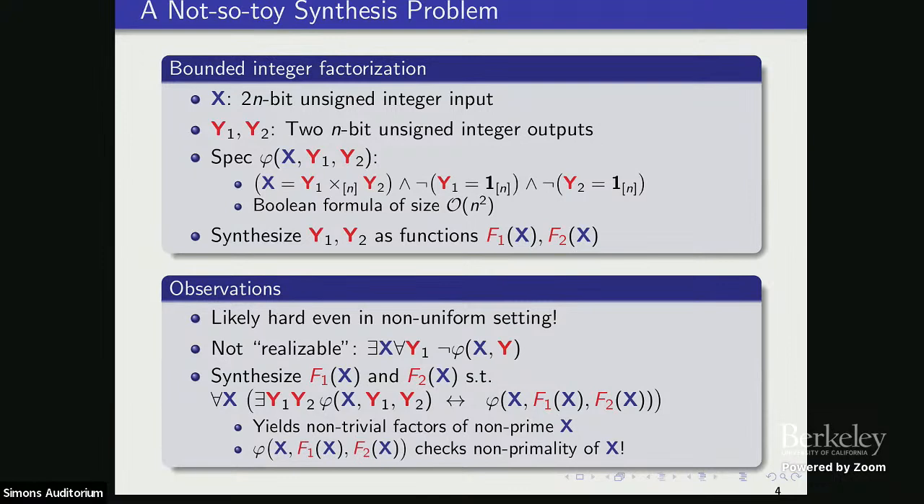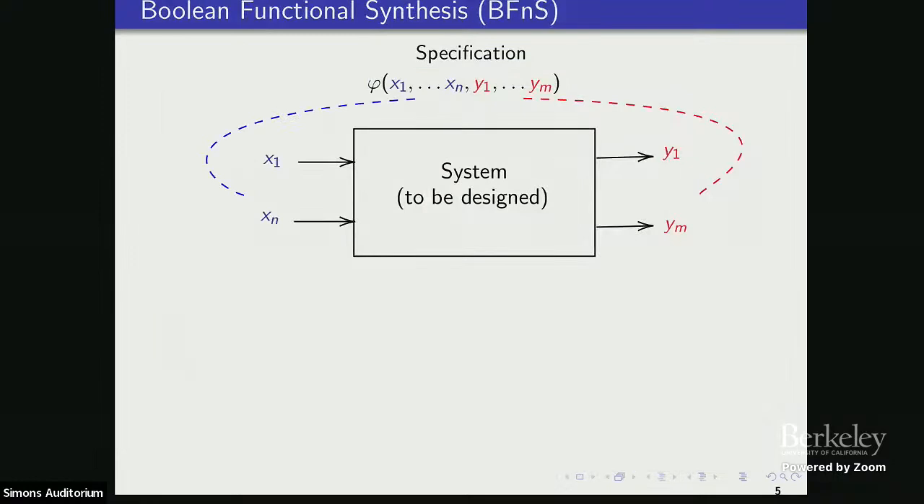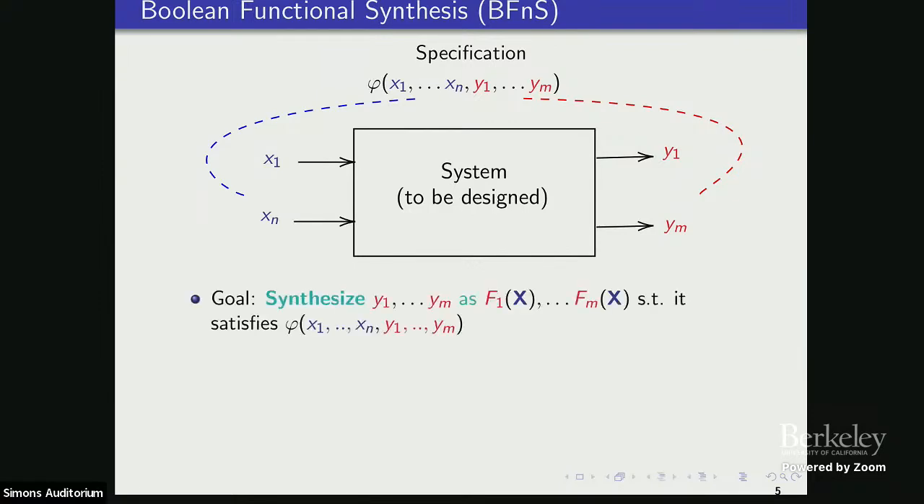So even specifications which are not realizable in the classical sense, which means for some inputs there are no outputs which are going to work, the synthesis problem for them is still interesting, because I think this is certainly one important example. So this sort of leads to this problem, which is called Boolean functional synthesis, where we're trying to design a system which has some Boolean inputs, some Boolean outputs, and there's a relational specification. And our goal is to synthesize the outputs as functions of the inputs, such that it satisfies the specification whenever possible.